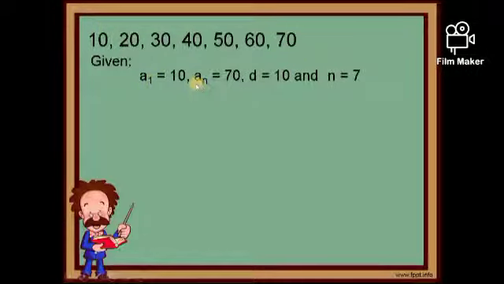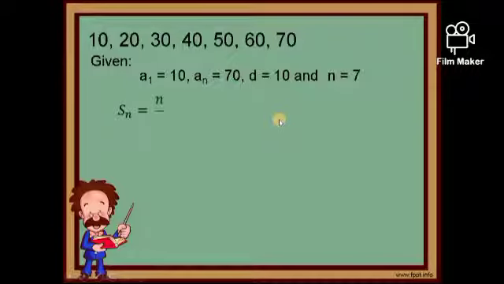The last term, we take a sub n because 70 is our last term, though this is a sub 7 or the 7th term, but still 70 is the last, so we have the last term, 70. Common difference is 10. 70 minus 60 is 10. 60 minus 50 is 10. All the way, the common difference is 10. And n is equal to 7. Why 7? Because we have 7 terms. Okay? So let's proceed to our first formula.